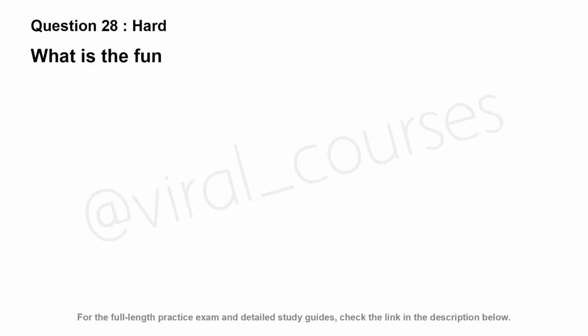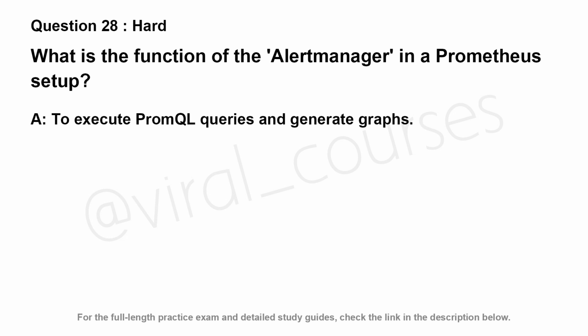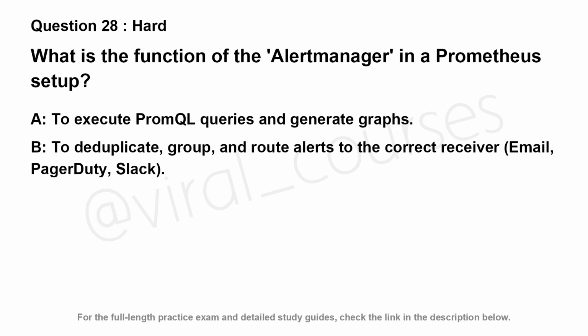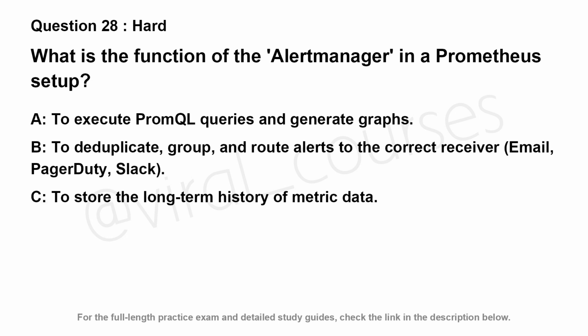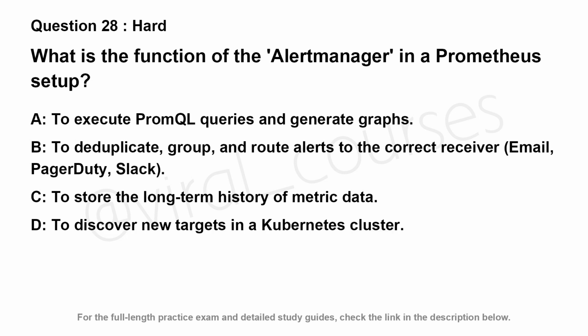What is the function of the Alert Manager in a Prometheus setup? Option A, to execute PromQL queries and generate graphs. Option B, to deduplicate, group, and route alerts to the correct receiver: email, PagerDuty, Slack. Option C, to store the long-term history of metric data. Option D, to discover new targets in a Kubernetes cluster.